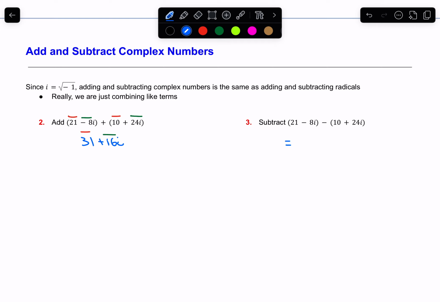So for number 3, 21 minus 8i minus 10 plus 24i is the same thing as 21 minus 8i minus 10 minus 24i, where I distribute that negative sign to both things inside. And then we just combine like terms. 21 minus 10 is 11. -8i minus 24i is -32i.